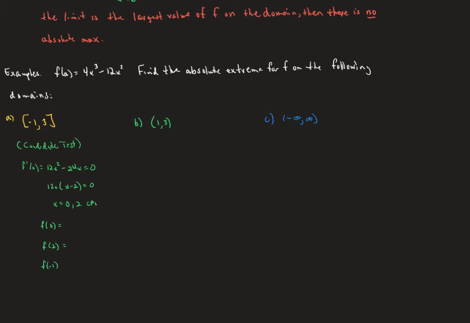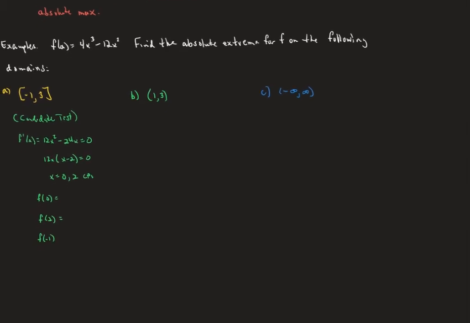And we're going to evaluate at our two endpoints, f of negative 1 and f of 3. So this is our classic candidate test. So when we plug in 0 into our original function, we just get 0. When we plug in 2, we're going to get 4 times 2 cubed, which is 8, minus 12 times 2 squared, which is 4. So that's going to be 32 minus 48. I think that's a negative 16.